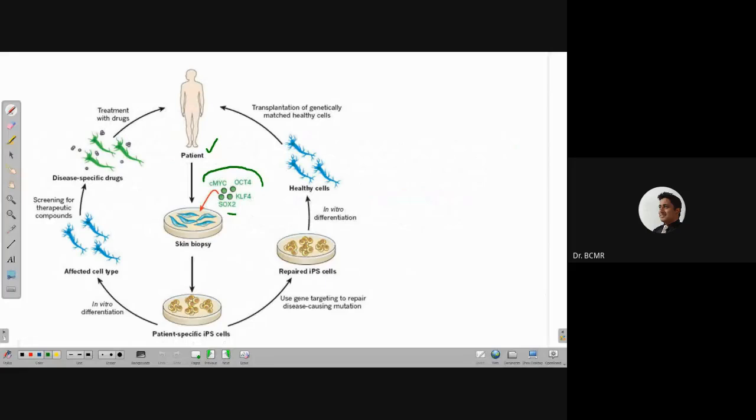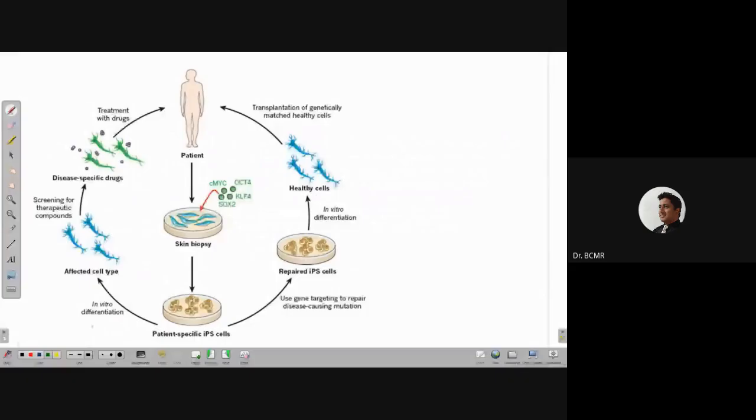What we are trying to do in regenerative medicine, as in the first introductory class that we discussed, is to see how rDNA technology and stem cell technology can come together.